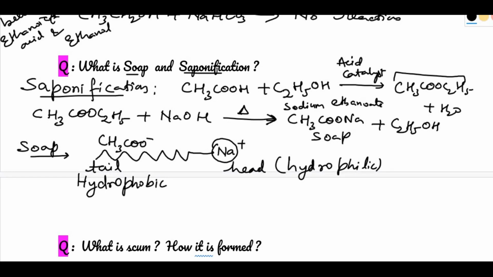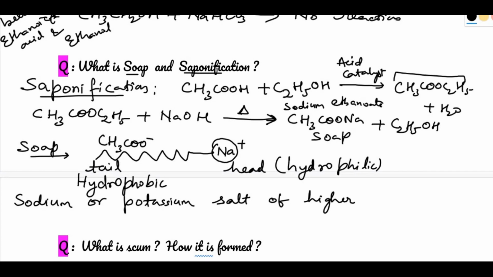How do we define soap? Soap is the sodium or potassium salt of long chain or higher fatty acids or carboxylic acids. This is how we define a soap. So the sodium or potassium salt of long chain fatty acids is called a soap. So that's how the soap molecule looks.